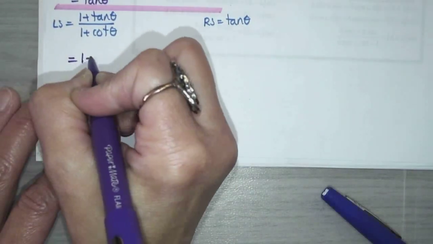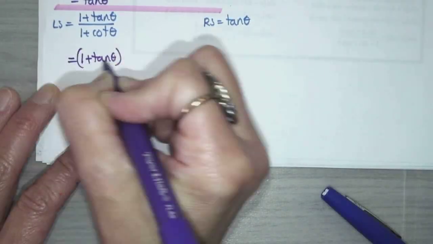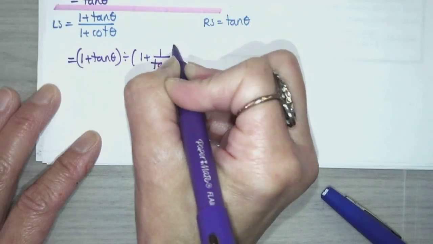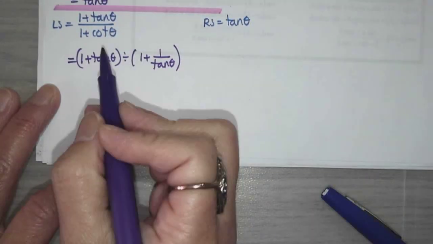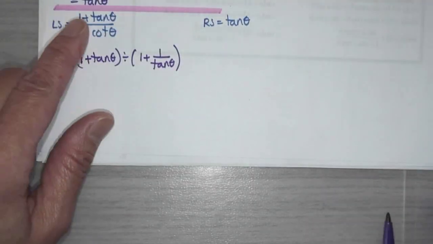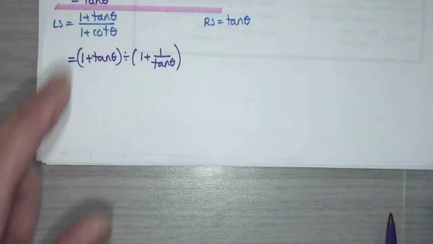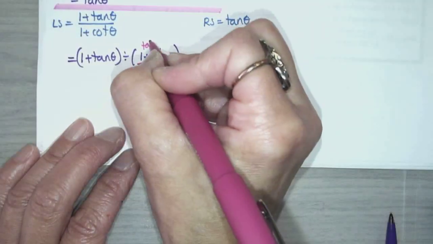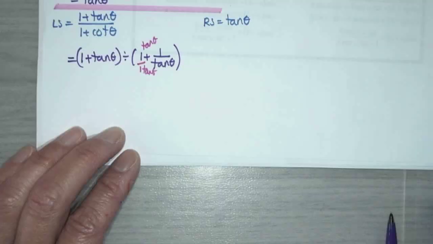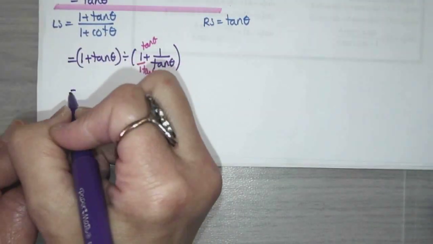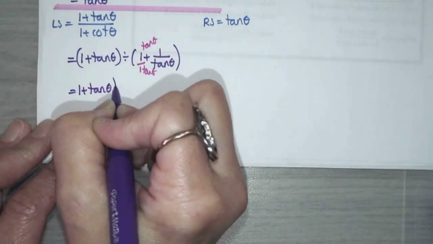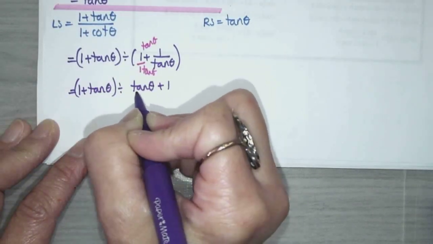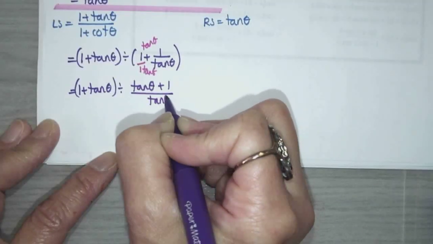So I'm going to leave this 1 plus tan divided by 1 plus 1 over tan. So just change cotangent to 1 over tan. And the reason why, again, look, it's tan, tan, and cotangent is 1 over tan, which is much nicer. Then you can still do lowest common denominator, which would be tan. So then we're going to go 1 plus tan divided by, and you're going to get tan theta plus 1 over tan theta.